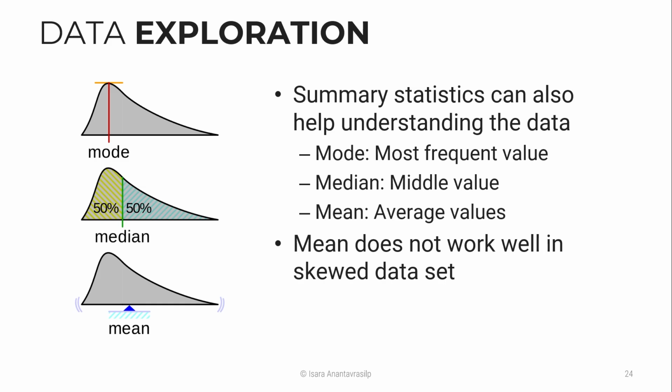Median is the middle value of a dataset when it is ordered in ascending or descending order. Half of the population is below the median value. Half of the population is above the median value. Now, the mean, quite simple, is the average value. You guys know this. Yet, the mean does not work well in some datasets, especially when they are skewed.